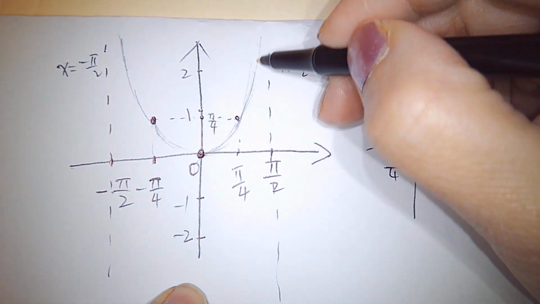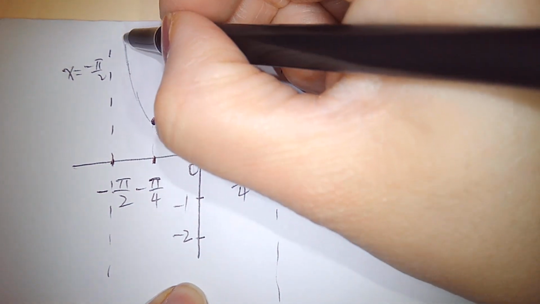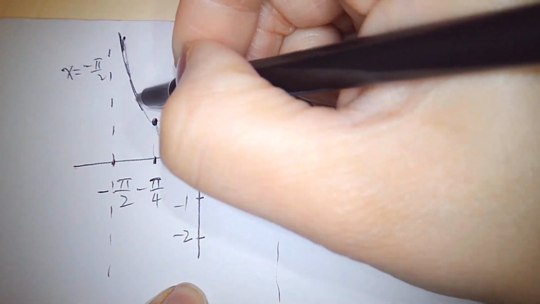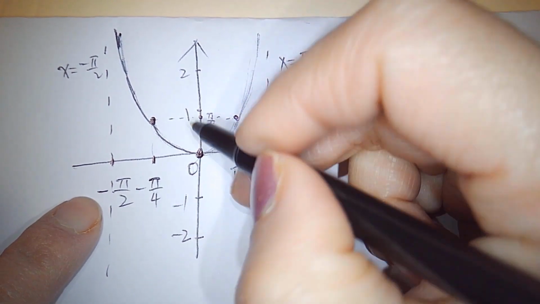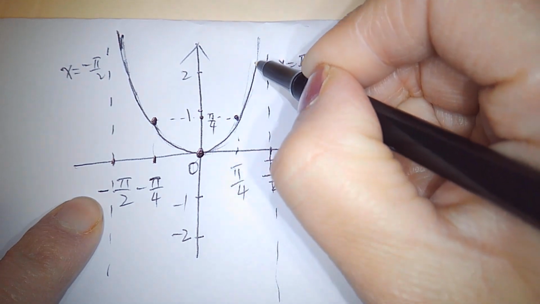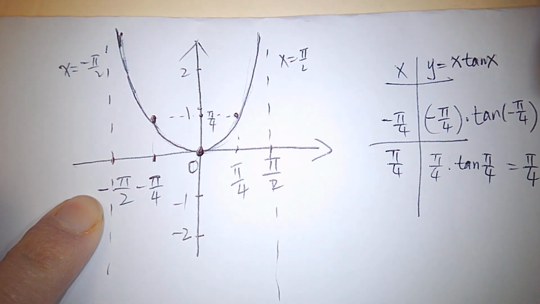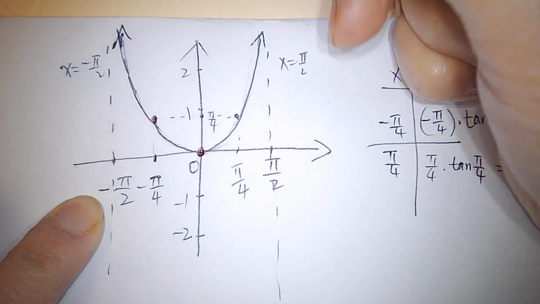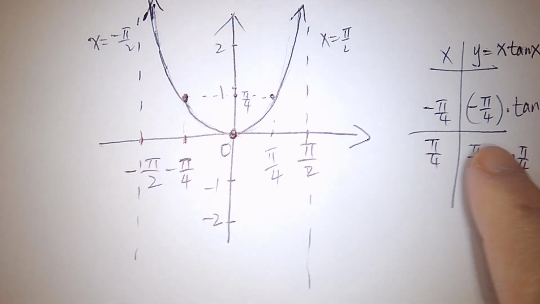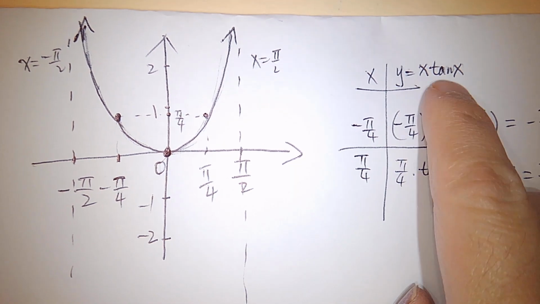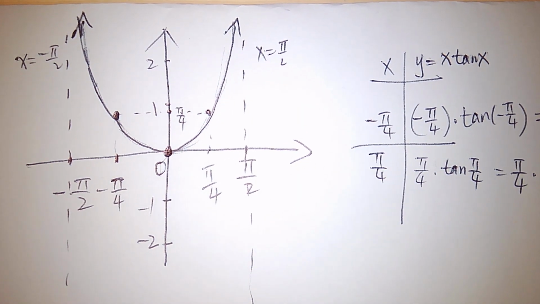Briefly, draw the picture. See? Decreasing from negative pi over 2 to 0, increasing from 0 to pi over 2, concave upward, symmetric with respect to the y-axis, and it satisfies all of those. So, briefly, the picture for y equals x times tangent of x. Everybody?